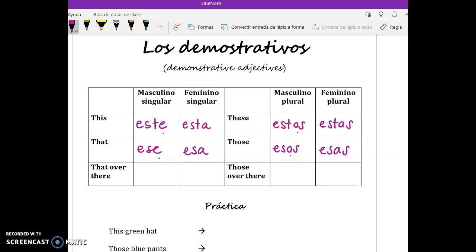So the masculine singular is aquel. And then the plural, you're actually not only going to add an O, but you're going to add an extra L as well. So it's aquellos. All right, so there is a double L, O-S there. And then the feminine singular for that over there is aquella. And then real easy, just add an S for the plural. Okay, so go ahead and finish writing those, and we'll move to the practice.